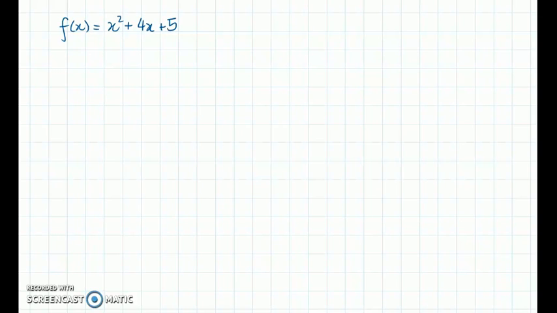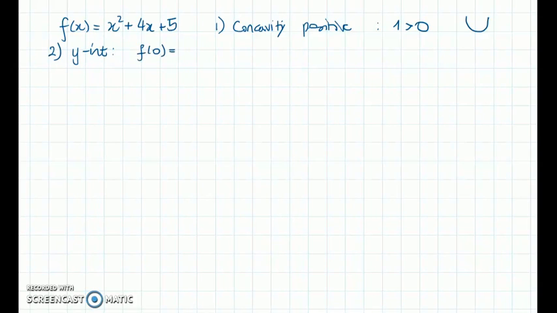So for the 5 main features, I'm going to begin by saying that the concavity is positive. And that's because the leading coefficient is 1, which is greater than 0. So this is going to be the shape of my quadratic. Then I'm going to find the y-intercept, because that's always very easy when we have it in standard form. We need to find the value of the function at 0, which is 5. So the coordinates of the y-intercept are (0, 5).